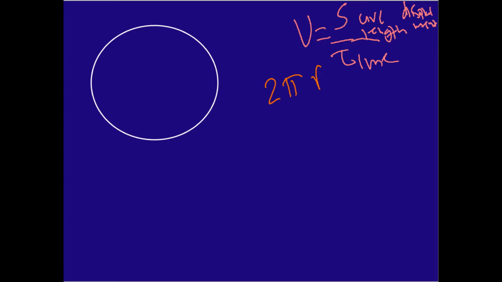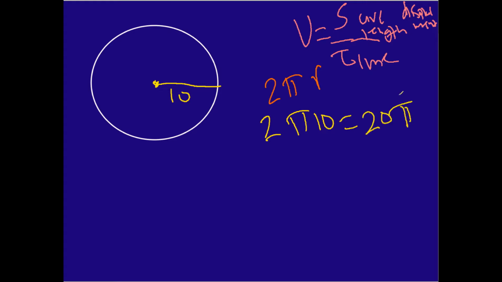Now, in this example, our radius is going to be 10, which means that our arc length, or our displacement, is going to be 20 pi. Let me write it out for you. It's going to be 2 times pi times 10, and that simplifies to 20 pi.